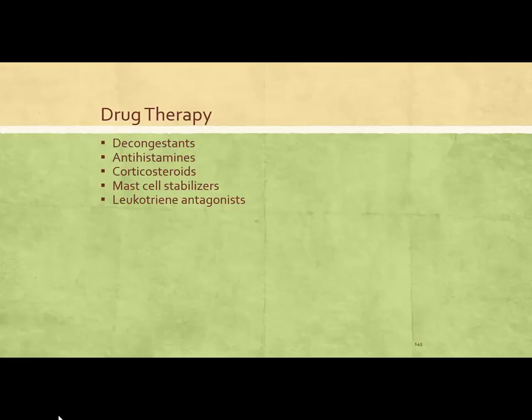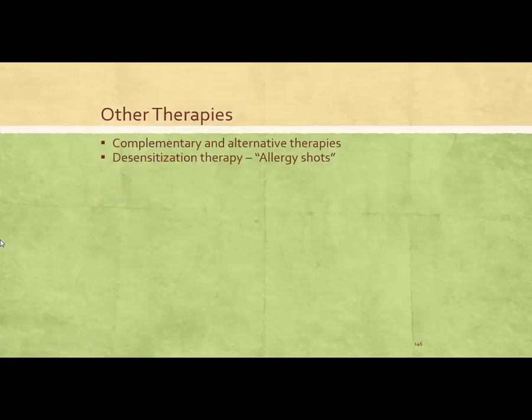The leukotriene antagonists are also quite popular. And what those do is they prevent leukotriene synthesis. And so with that, you kind of have to go back to the chapter on inflammation if you're not familiar with those. We can also think about maybe some other complementary alternative therapies, herbal supplements, those types of things.